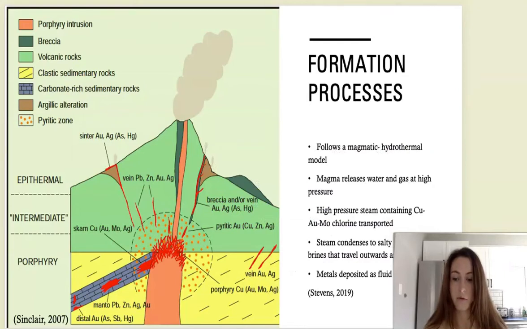Formation of porphyry copper requires a source of metal, a transportation mechanism, and a trap or deposition. These deposits follow a magmatic hydrothermal model. Magma which contains the metal rises, and as it reaches the surface it cools, and high-pressure steam is released containing copper, silver, and molybdenum. This steam is transported into the cracks in host rocks. As the steam condenses, the metals are transported in the veins and channels. Copper and molybdenum get deposited first, and then lead and zinc.